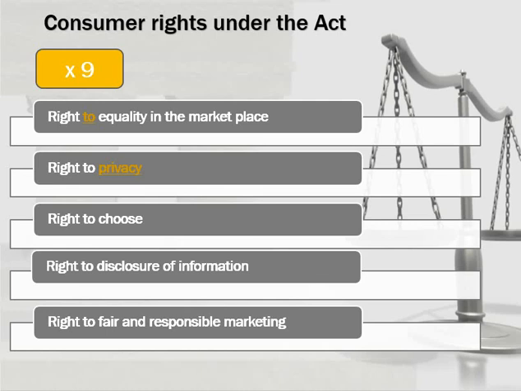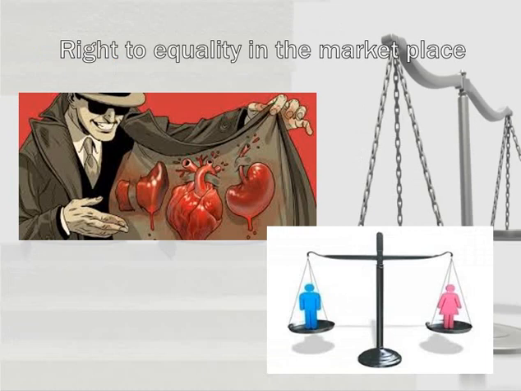So the first one we're going to look at is the right to equality in the consumer marketplace. So what does this really mean? Have a look at this picture. You can see that there's a man who's selling organs on the black market, all right? And there's also a picture of a male and a woman on a balancing scale that should be equal. So businesses should not limit access to goods and services. It needs to be available to all people.